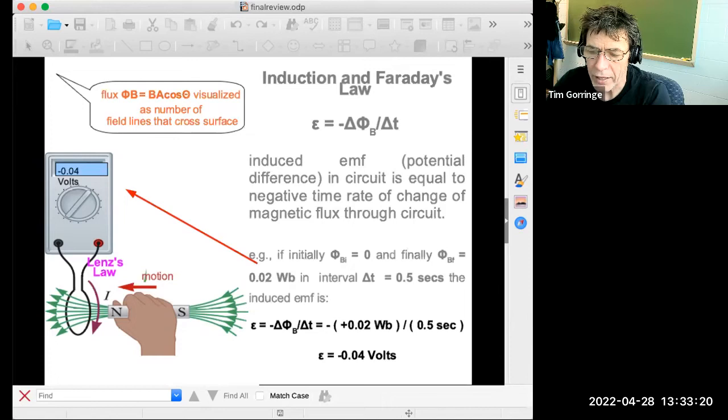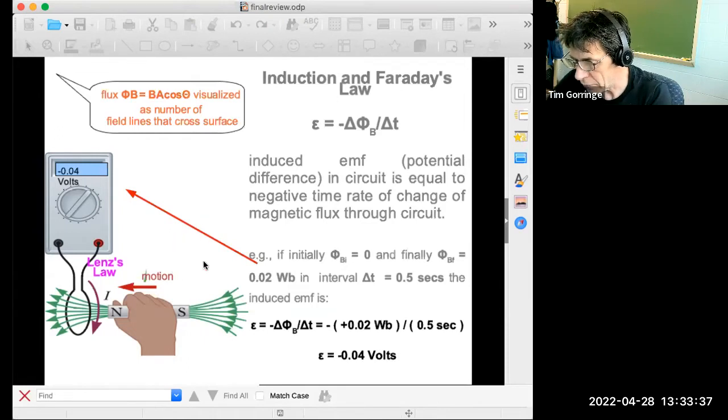So one way that you can change the flux through a circuit is by motion, moving the circuit. And that way of changing the flux through the circuit is called motional induction. And here's an example of motional induction.